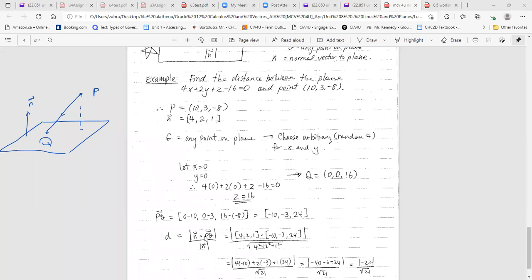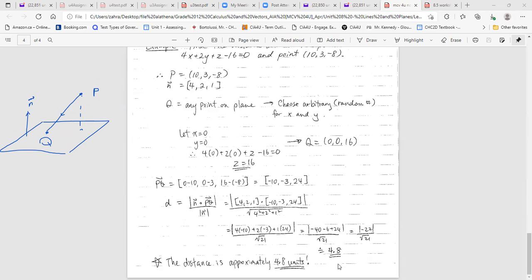Then the dot product of N and PQ divided by the magnitude of N. The magnitude of N is the square root of the x component squared, plus the y component squared, plus the z component squared. For the dot product, x component times x component, y component times y component, z component times z component, and you add them together. So this will be the answer, which is 4.8.